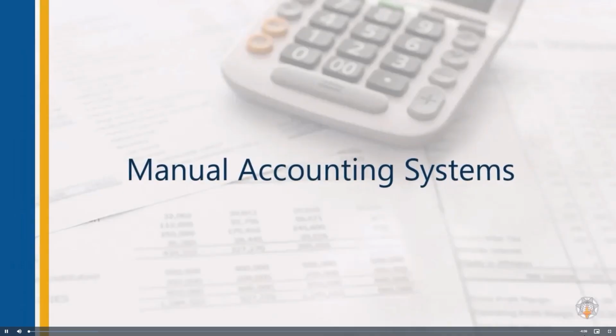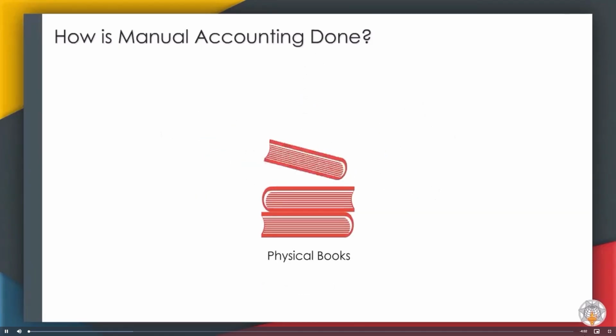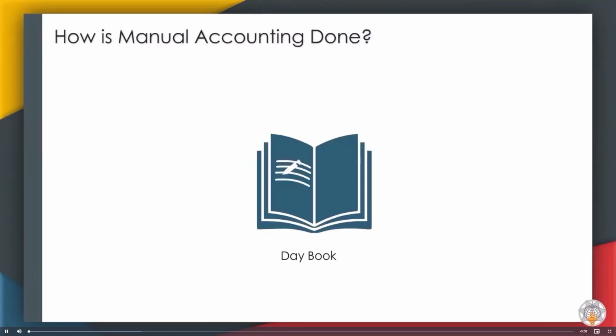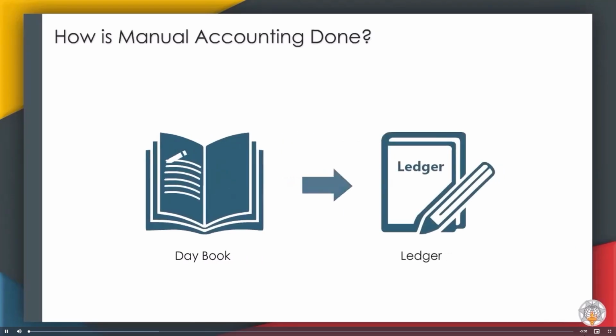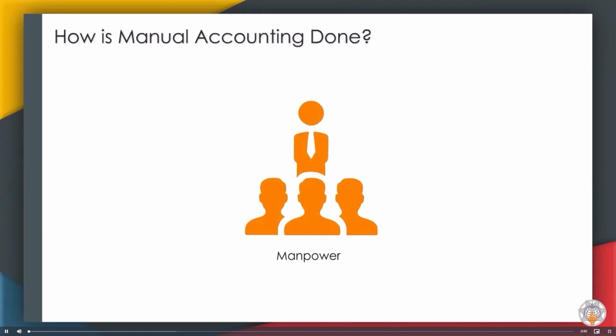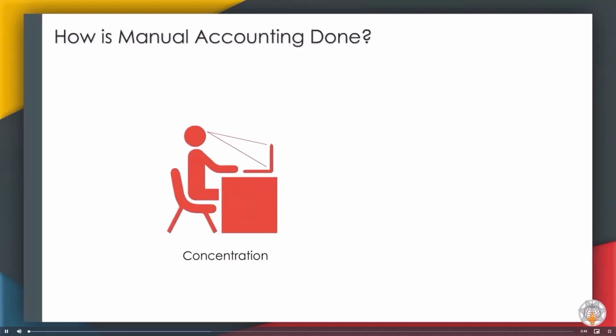Manual accounting systems. In manual accounting, the organization maintains separate physical books to record all transactions in the daybook and manually posts them in the ledger. All these things require a lot of manpower. While posting, a person needs to use all his concentration and put in a lot of effort.